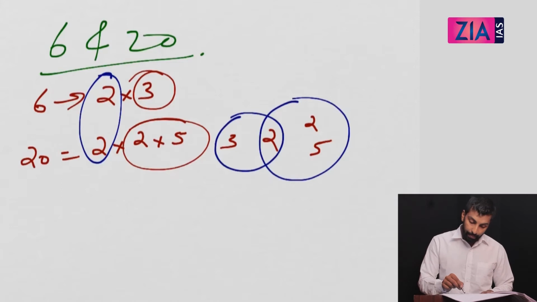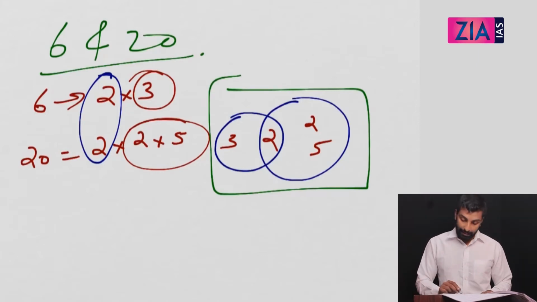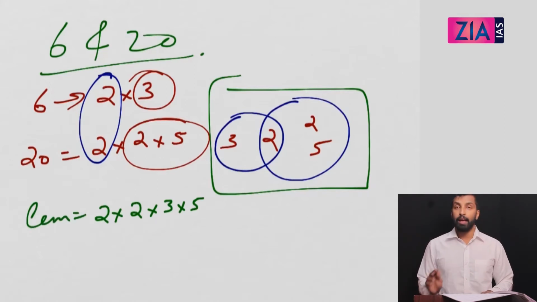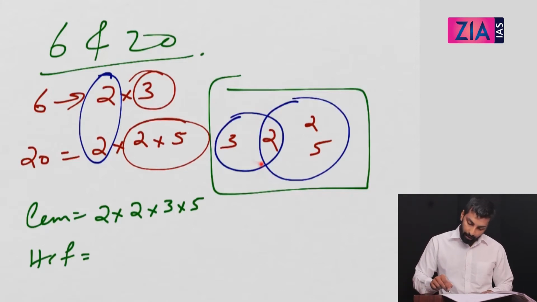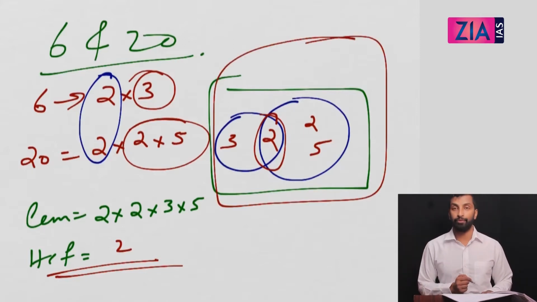Now what is your LCM? If I ask you what is your LCM, you will have to write everything which is there in the Venn diagram. So basically 2 into 2 into 3 into 5, and that's your LCM. Everything in the Venn diagram. What if I ask you what is HCF? You will write only the common term, that is this one, right? That 2. So 2 is your HCF. I hope this is clear. This is how you can understand LCM and HCF in a Venn diagram.